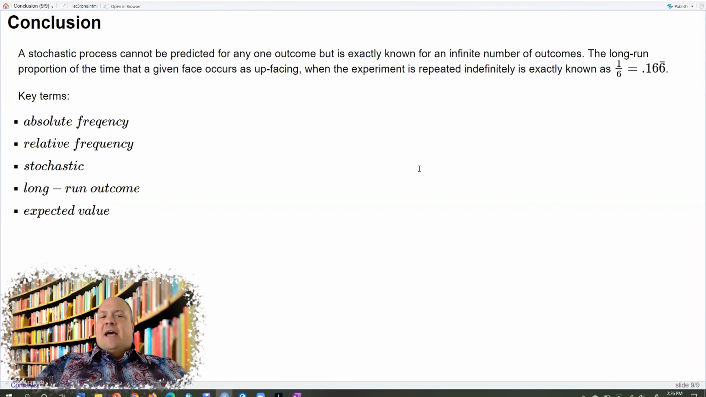So a stochastic process can't be predicted for any one outcome. We never know when we roll the die which face will show up. But we do know with certainty that if we roll the die enough, every face will have showed up an equal amount of the time. Some key terms here: absolute frequency, relative frequency, stochastic, long-run outcome, and the expected value. The expected value of ours was 1 divided by 6, or 16.6% probability.